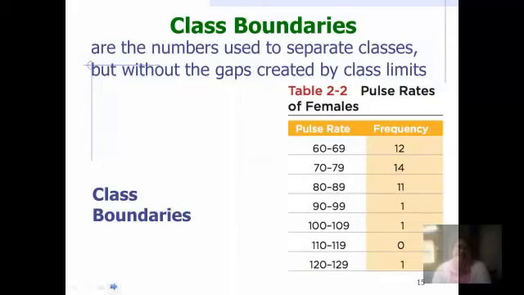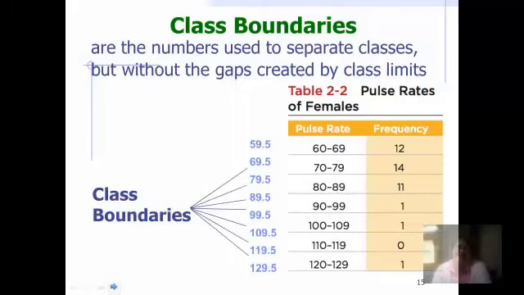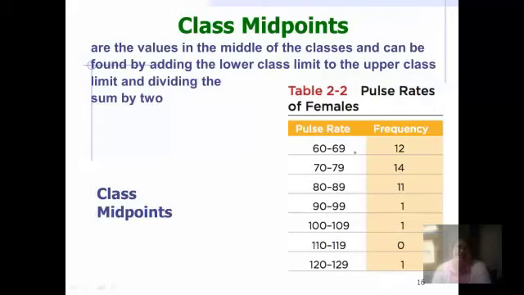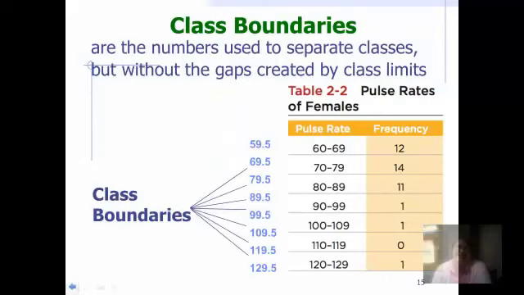Now, we have class boundaries, and those take out the gaps. The class boundary is going to be halfway between the upper class limit of one class and the lower class limit of the next. So let's go back to that. You can see that as we go between these two classes, here is our class boundary, halfway in between there.